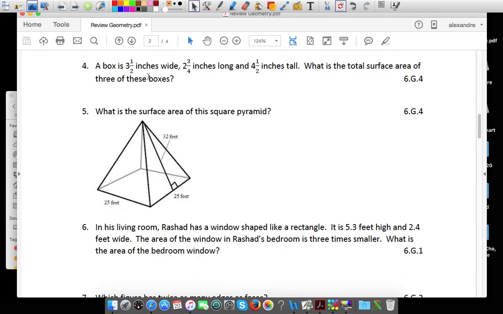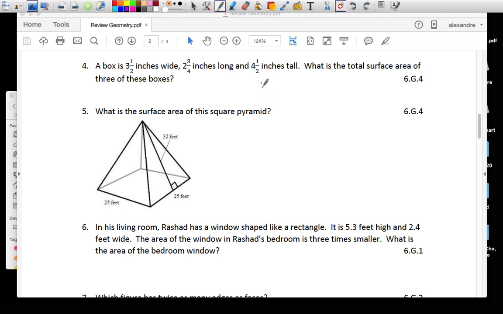Move on. A box is 3.5 inches wide, 2.5 inches long, and 4.5 inches tall. What is the total surface area? Okay, so you can draw this box. So the surface area, and we can draw this over here like that.